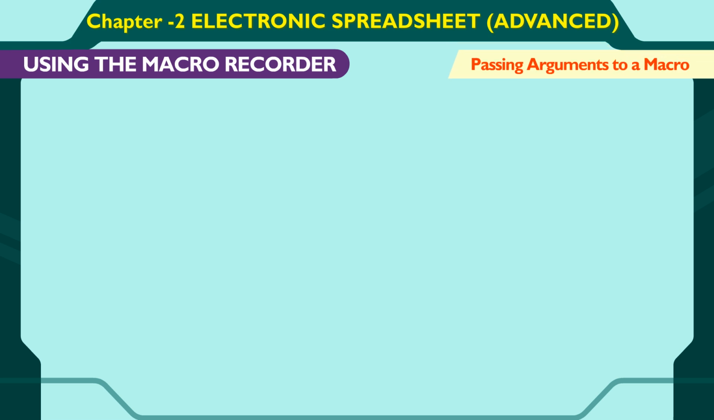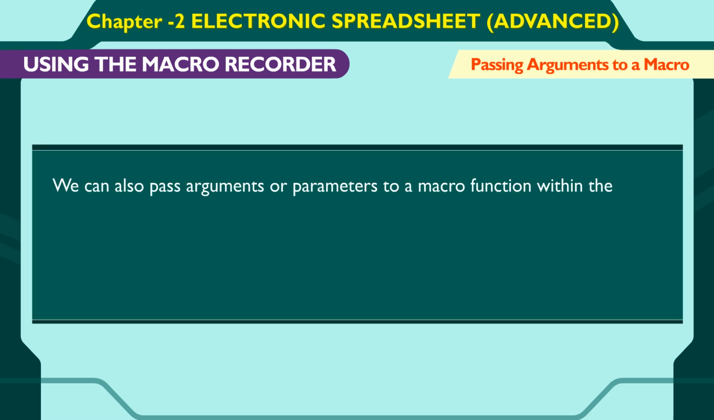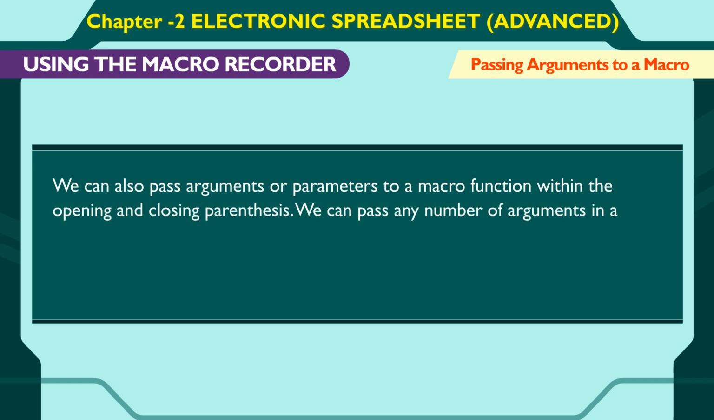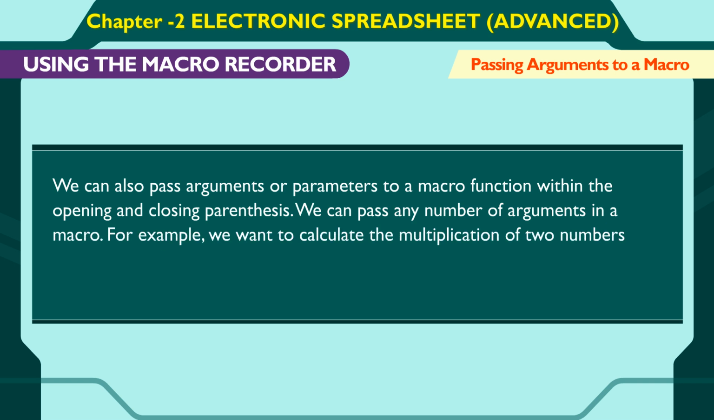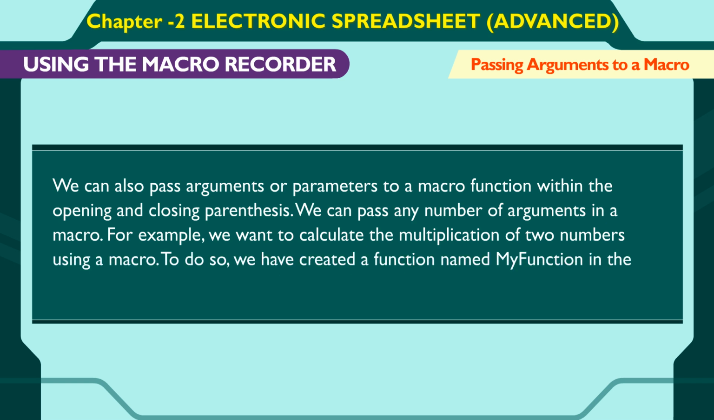Passing arguments to a macro. We can also pass arguments or parameters to a macro function within the opening and closing parentheses. We can pass any number of arguments in a macro. For example, we want to calculate the multiplication of two numbers using a macro.